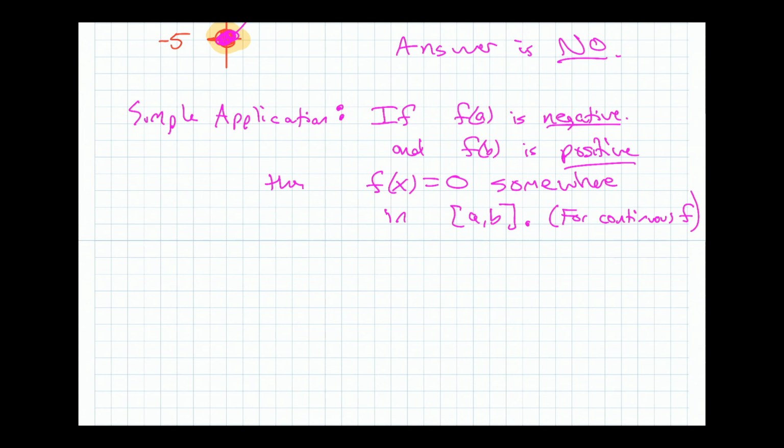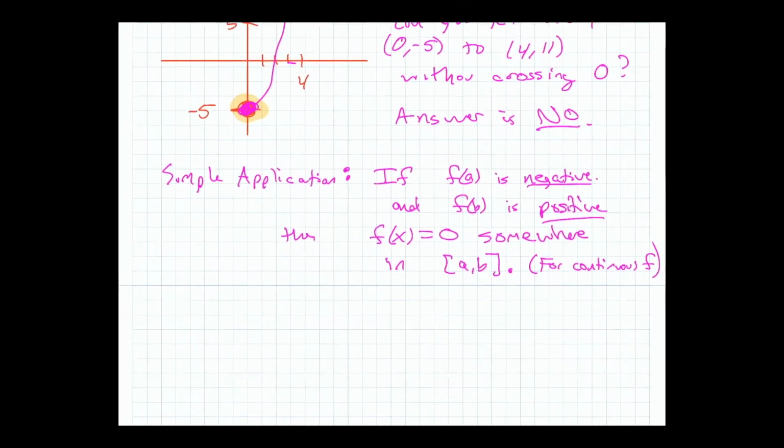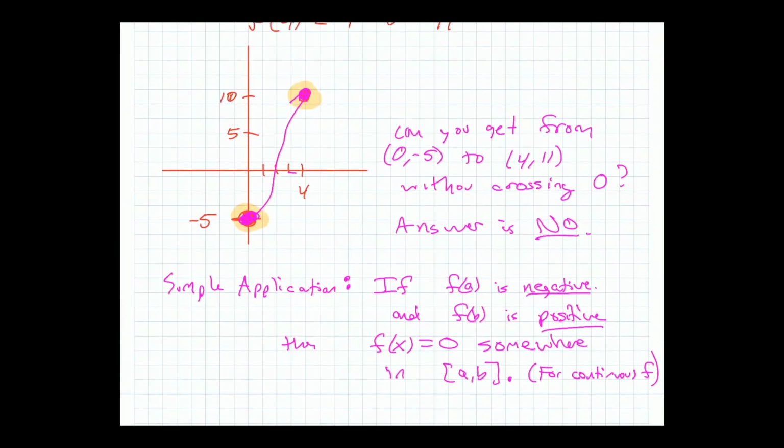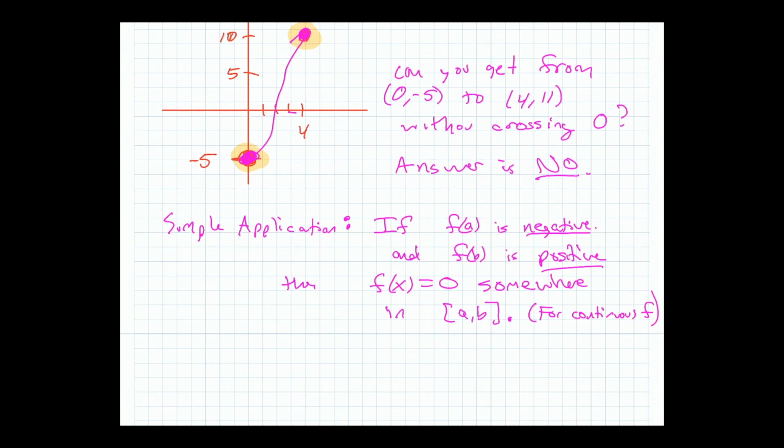All right? And that's really the main case that you are going to want to use the intermediate value theorem for: finding those zeros. But if this idea makes sense, that in order to go from a positive to a negative, you have to go through 0, then you really know everything you need to know about the intermediate value theorem, because you can apply it to other numbers as well.